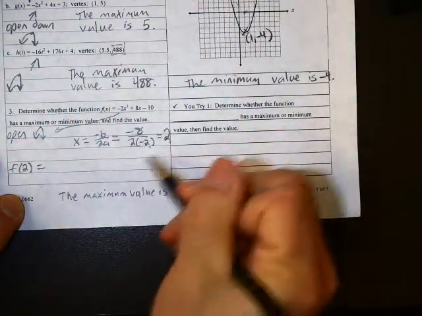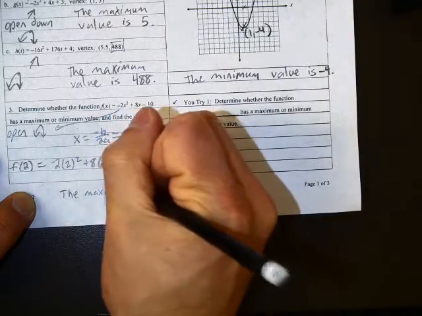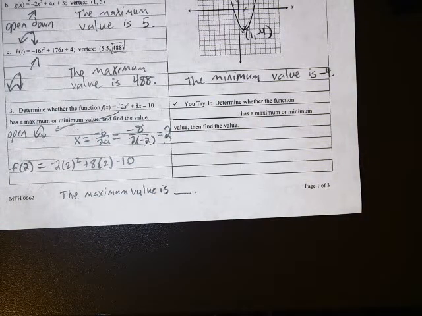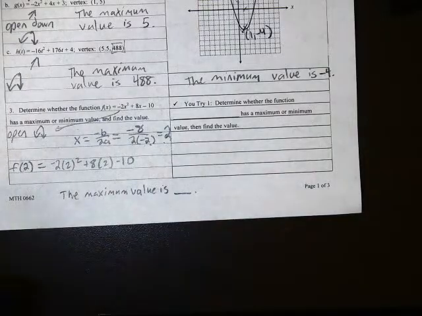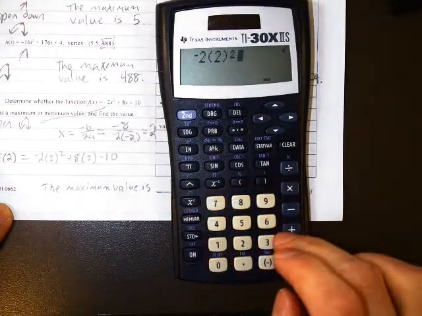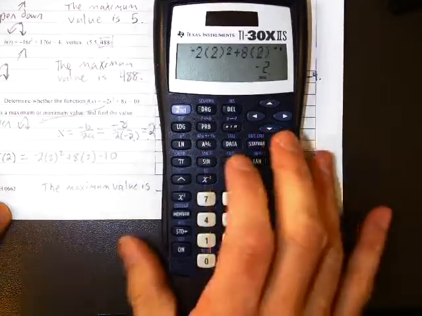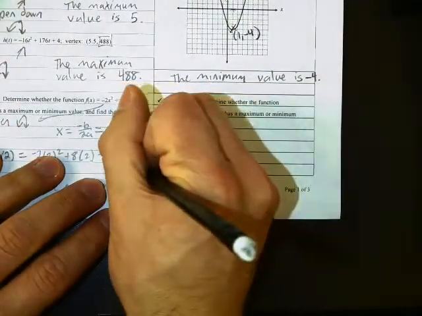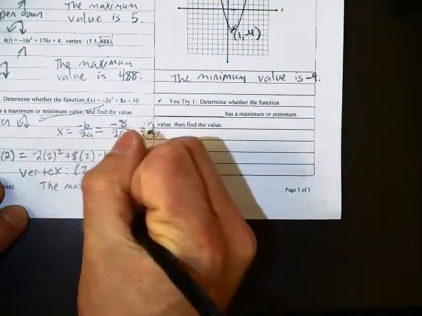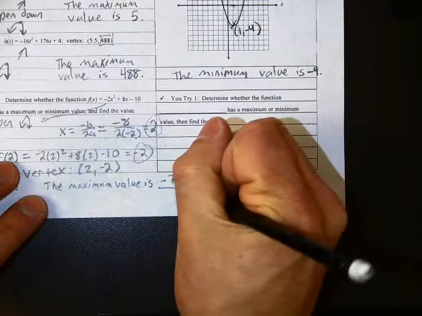F of 2 equals. Okay, we're plugging this into there. Negative 2 times 2 squared plus 8 times 2 minus 10. Again, I'm going to suggest that you plug this into the calculator just as I have it written there, with parentheses and all. So let me just say that the vertex is 2 comma negative 2. That means that the maximum value is negative 2. I'm just going to pick the y value.